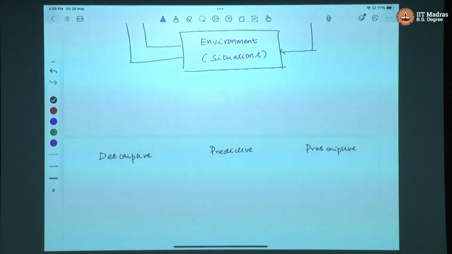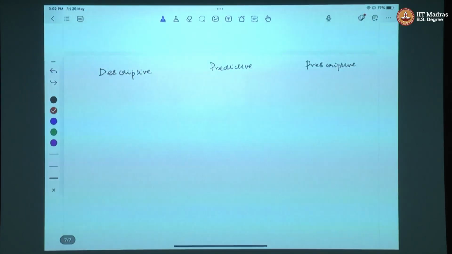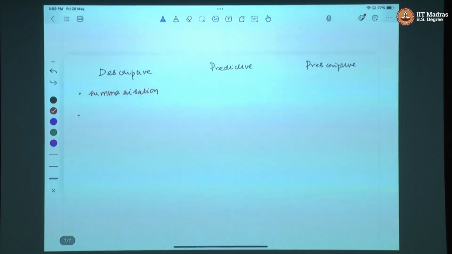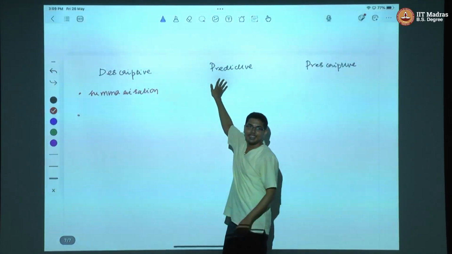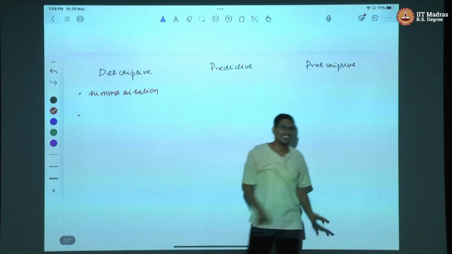Okay, summarization. Reading something. Okay. So categorization, under what categories? Like predicting if a given image is a cat or a dog. That's predictive. Okay. Give me a thing that is descriptive.